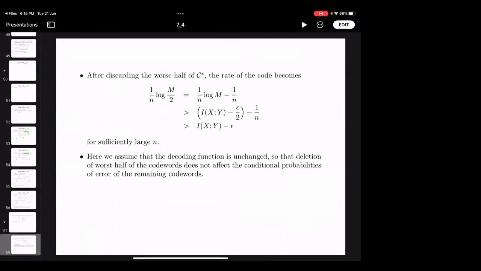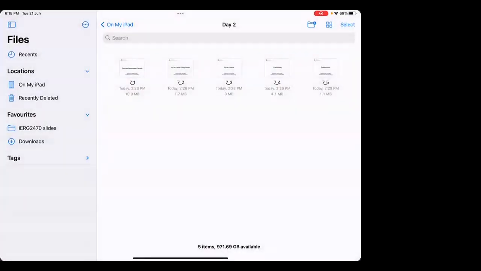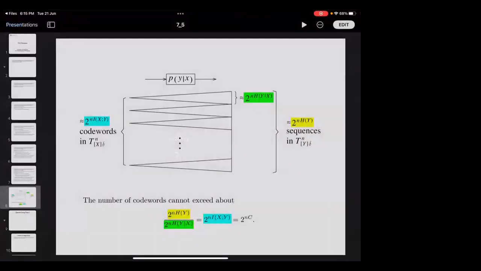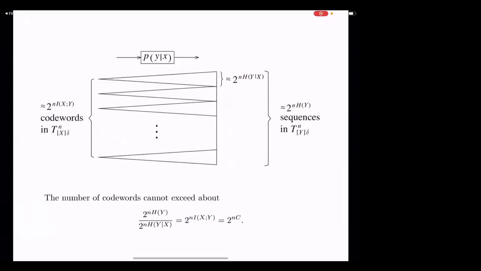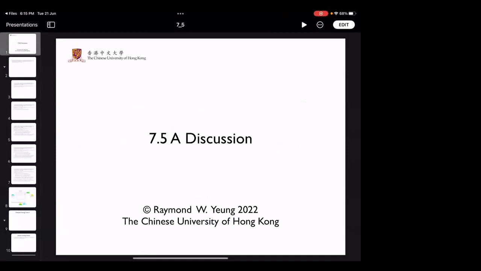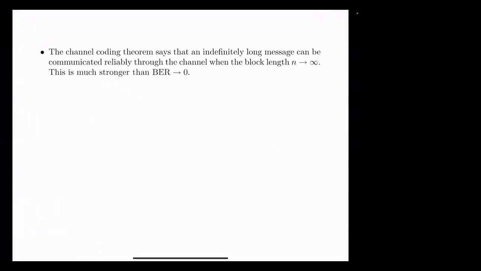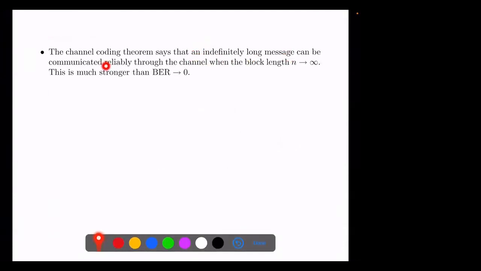Now, in the interest of time, I will stop here for the very technical part of the discussion, but I would like to say a few words about the intuition behind the channel coding theorem, which I think would be more important for many of you. The channel coding theorem says something much stronger than that the bit error rate tends to 0. It actually says that an indefinitely long message can be communicated reliably through the channel when the block length n tends to infinity.